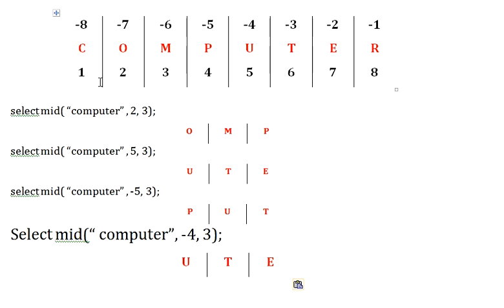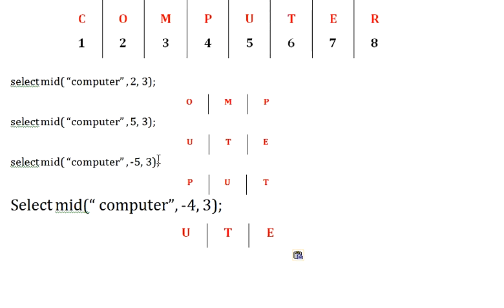And as per the earlier explanation, I told you that the third argument is an optional one. So if the third argument is optional, how will it work? Let's see. Here I am giving it as select mid of computer comma minus 4, and this third argument I am simply removing. Okay, so what does it mean?